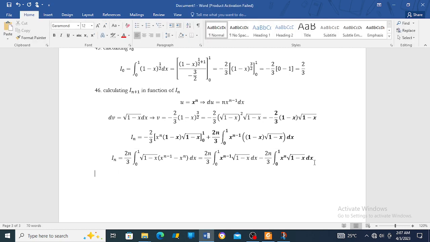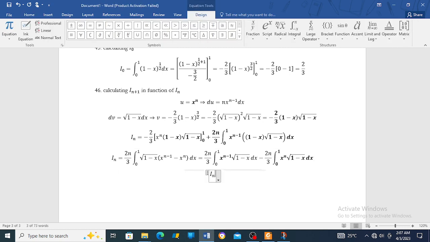So at the end of the day, we can have that I of n is equal to 2n on 3 times I of n minus 1 minus 2n on 3 times I of n. We can multiply all through by 3. We have 3 here. Here you'll be left with 2n. Here you'll be left with negative 2n. We can now add 2n I of n on both sides. So the left hand side is 3 I of n plus 2n I of n. On the right hand side, it is 2n I of n minus 1.